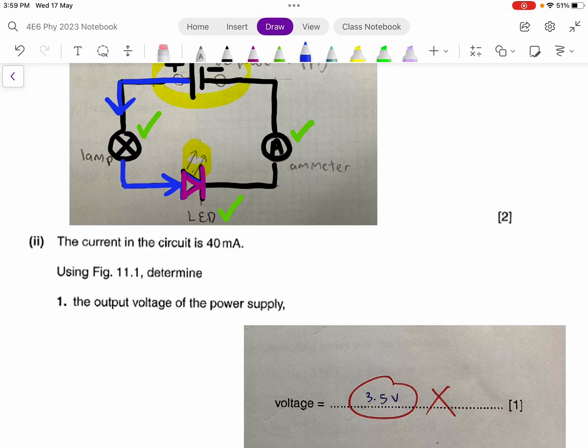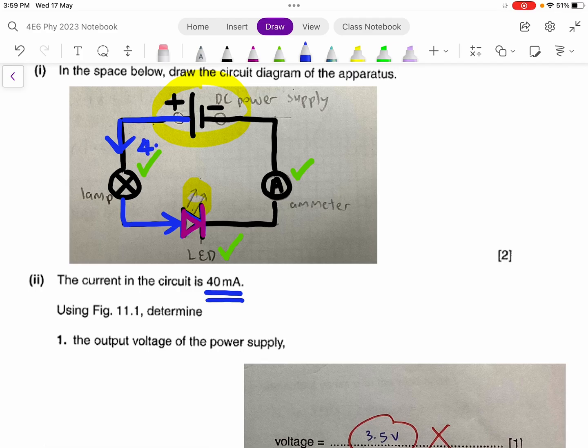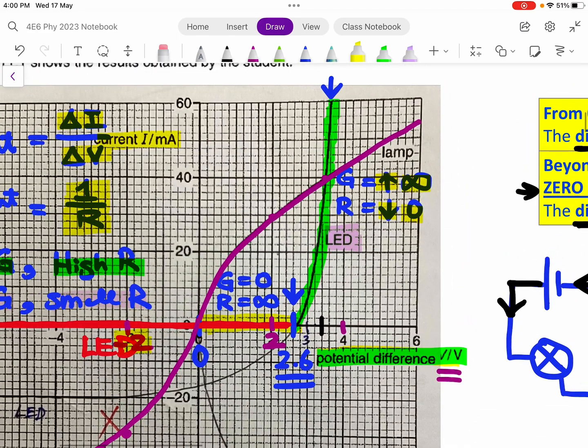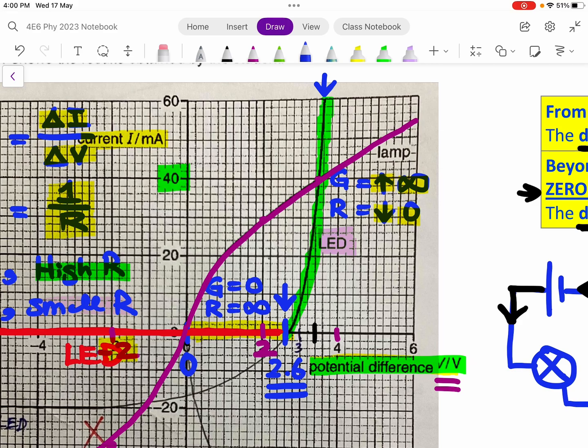Especially for those who have attempted it, they are saying that the current going through the circuit is 40 milliampere, meaning that down here you are going to have 40 milliampere, and because it is a series circuit, you are going to have 40 milliampere throughout. So you are being asked what is the voltage of the power supply. So you need to refer to your graph. At 40 milliampere, which is this line, both the lamp and the light emitting diode give you the same voltage, which is about 3.6 volt.